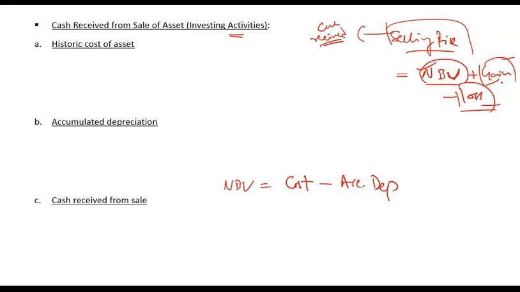Where do we get gain or loss from? It will come from the income statement. And where do we get net book value from? It will come from the balance sheet. So again, that means we need some accounts from the balance sheet and some accounts from the income statement to be able to calculate the cash figure. So for net book value, what do we need? We need cost and we need accumulated depreciation. So first let's start with the calculation of cost.